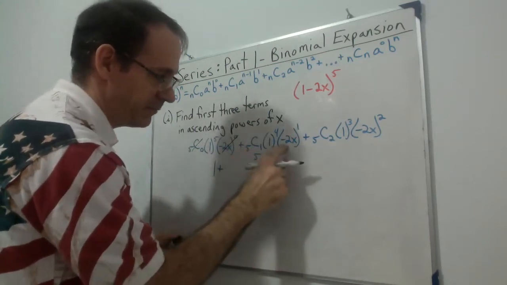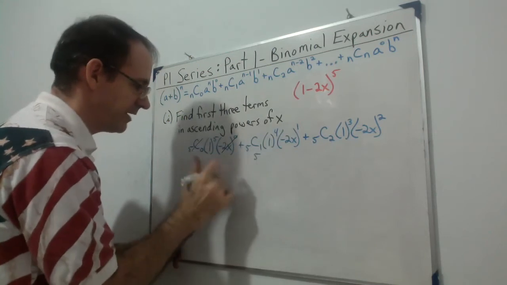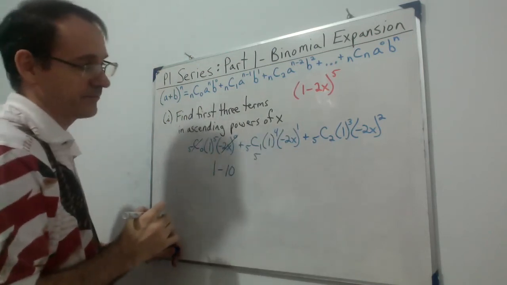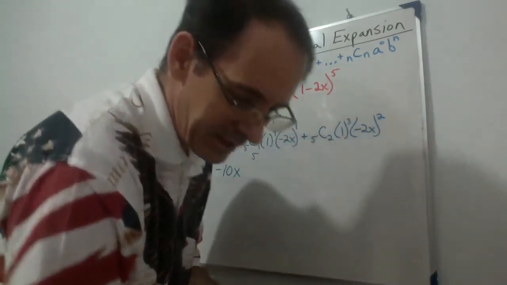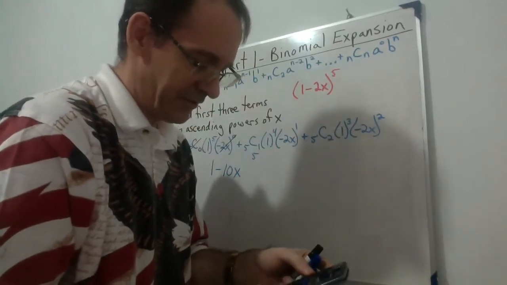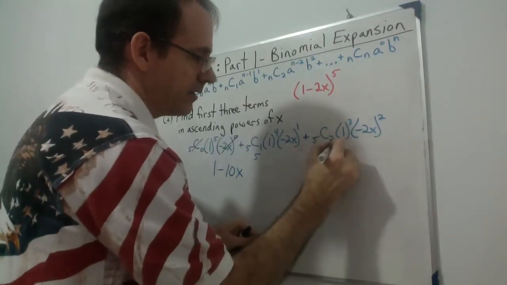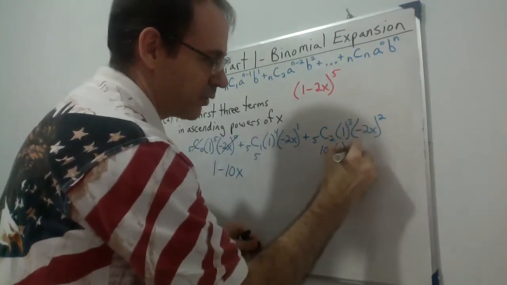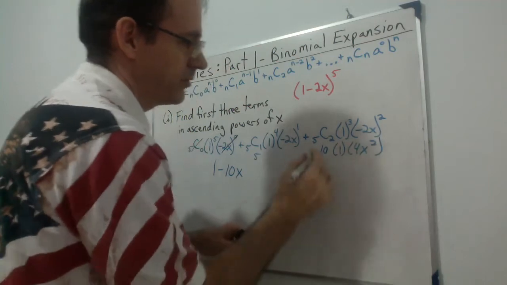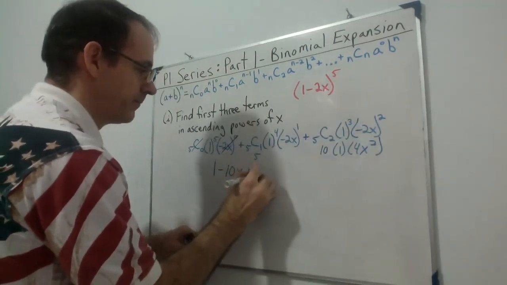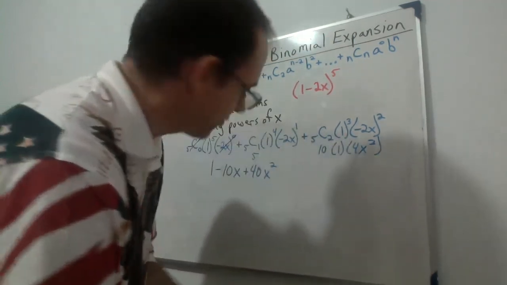So 5 times 1 to the 4th is just 1, negative 2 to the 1, so 5 times negative 2, that's actually a negative 10. And we have x. Then over here we have 5C2. I think we already did 5C2 before. I think it's 10. It is. So this is 10 times 1. And a negative 2 squared is now times 4. That's a 4x squared. So we get a 40x squared. So that's the first 3 terms.